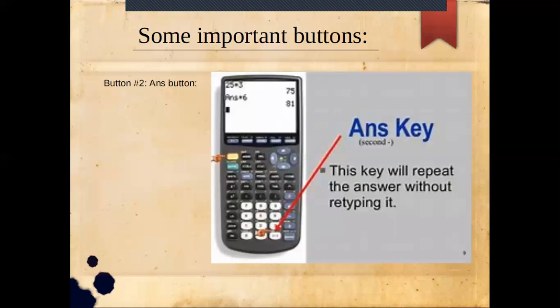So next we're going to look at the ANS button. The ANS key will repeat the answer without retyping it. So this uses your last answer in your current calculations. This is super useful. One of the most useful buttons on your calculator for long questions.